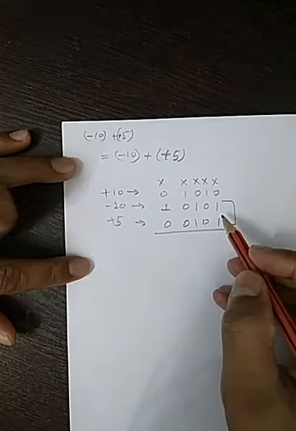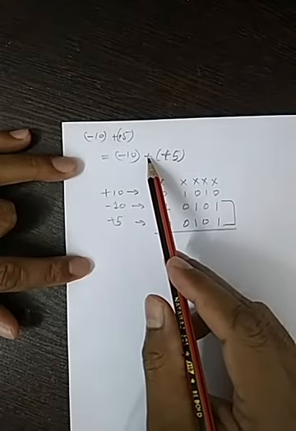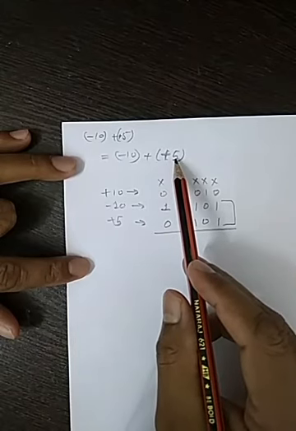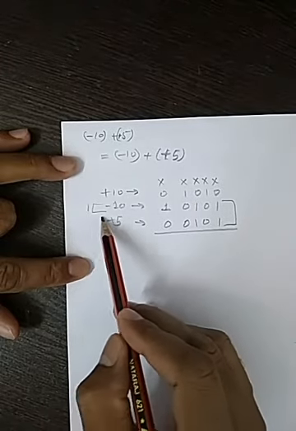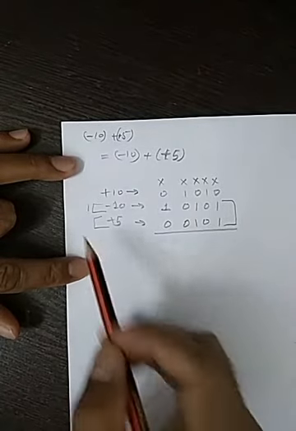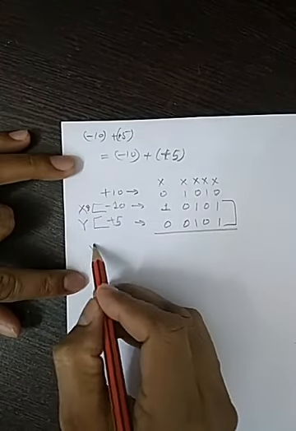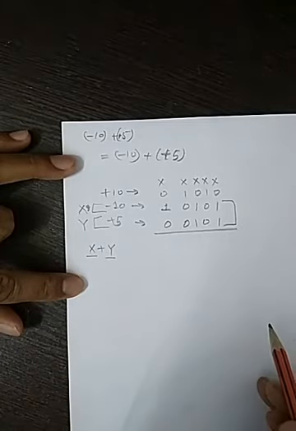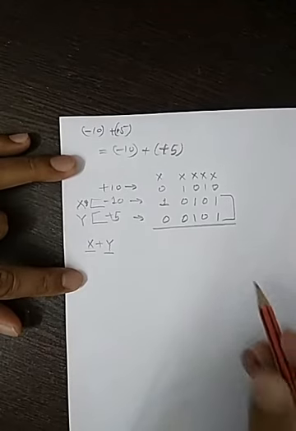Simply look at this one. Whatever the internal process is, I'm not bothered about that. I will simply add the numbers represented in 1's complement. This number is represented in 1's complement. This is represented in 1's complement. This is the first number. This is the second number. I am simply adding x plus y without bothering about the magnitude and sign of the individual numbers.